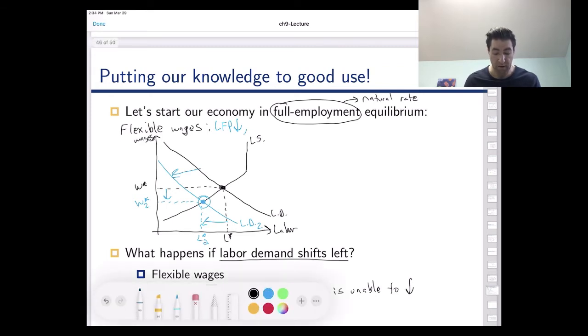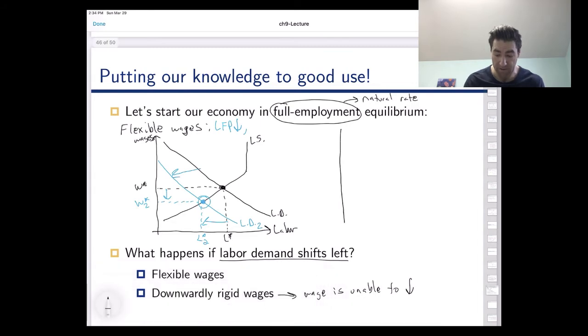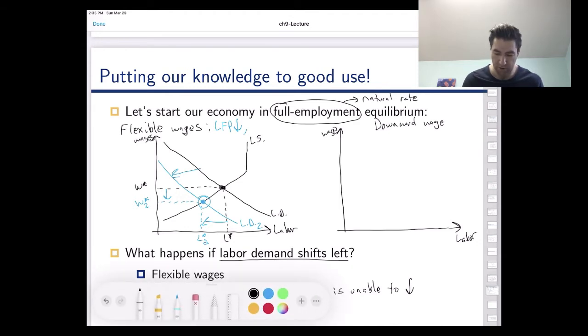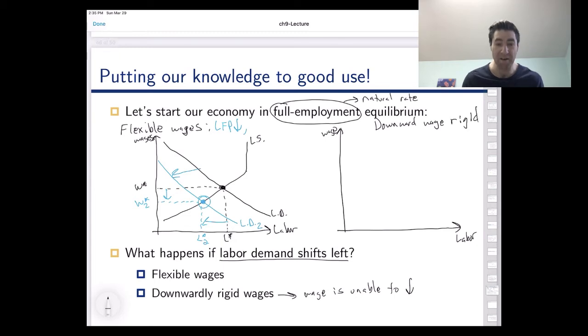So let's contrast that to the case where we have wages that are downwardly rigid, meaning they can't decrease. So we'll redraw our labor market here. And so what I want to look at here is downward wage rigid. Sorry, I spelled rigid wrong, which is a bit embarrassing because it's right there on my slide. Okay, so the wage is rigid in the downward direction.